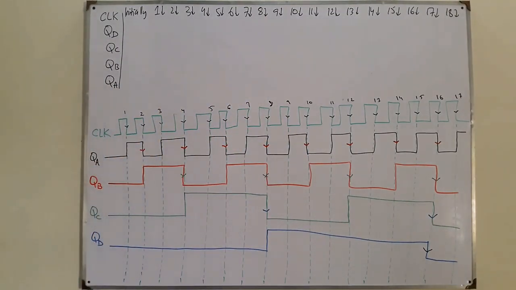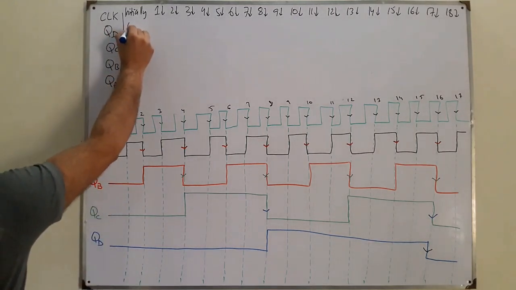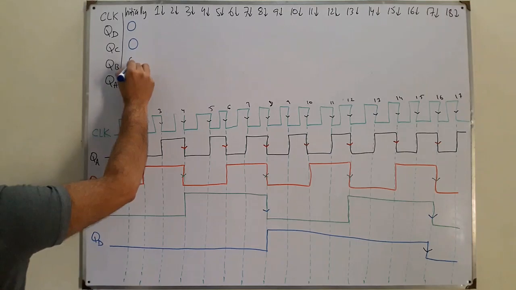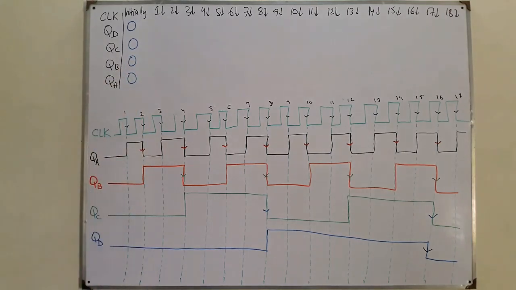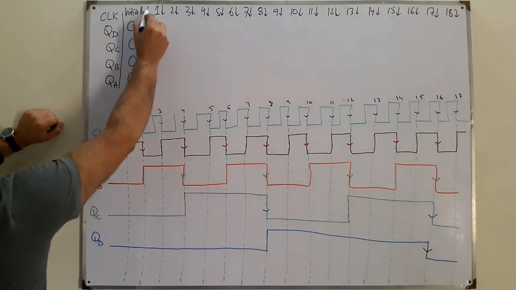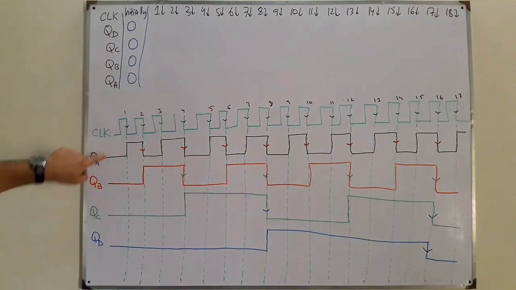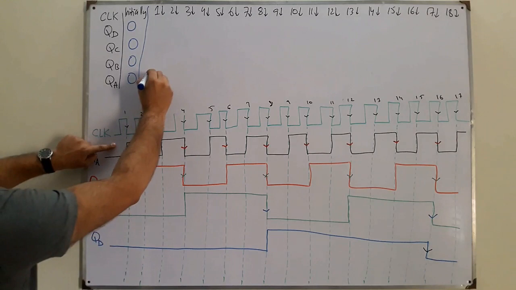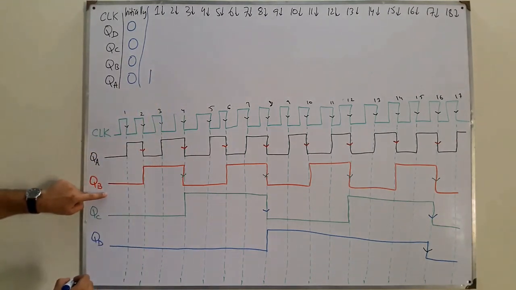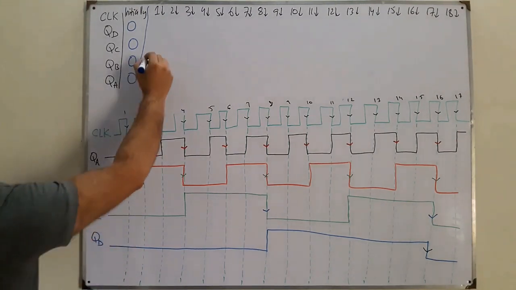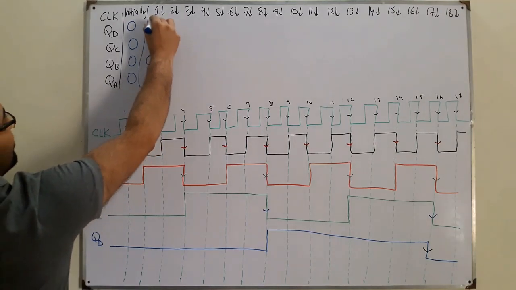All right. Now, initially, before the first negative edge, QD, QC, QB, QA, all of them were zeros, all right? So I write over here zeros for all of them. Now when the first edge arrives, what happens? QA goes high, fine. QB is low, QC is low, QD is low. All of them are low, all right?